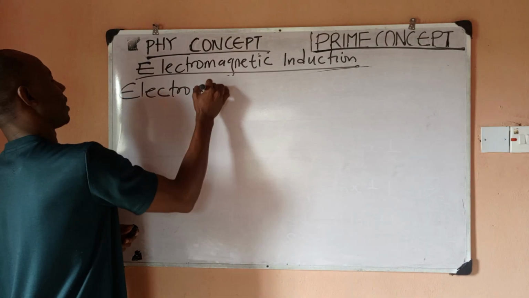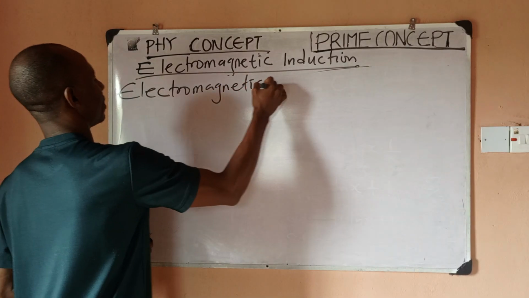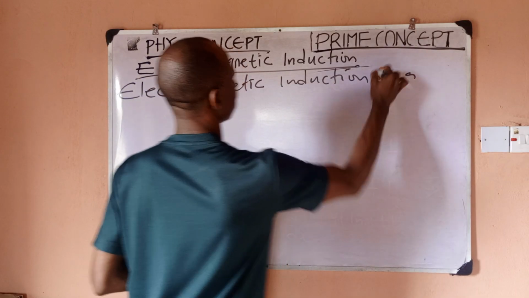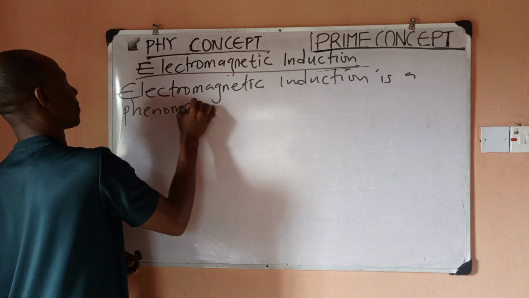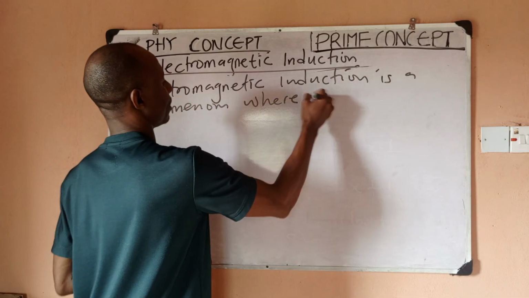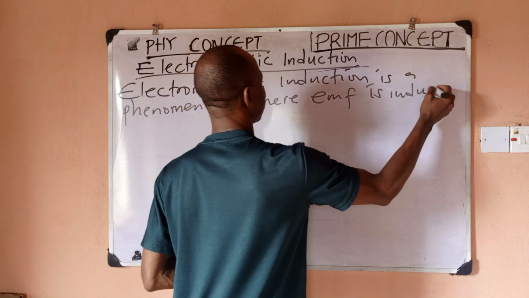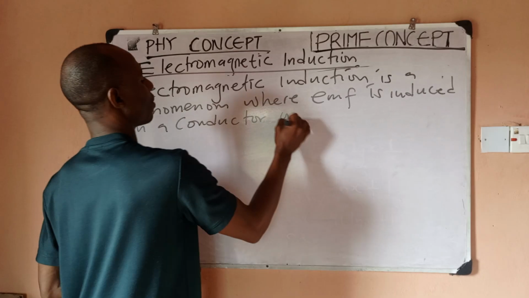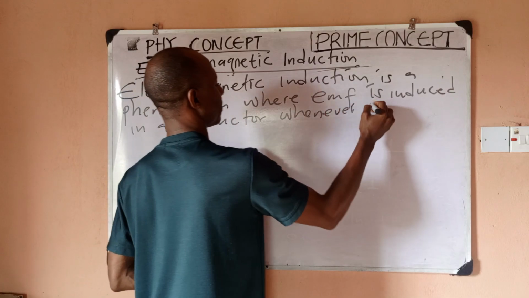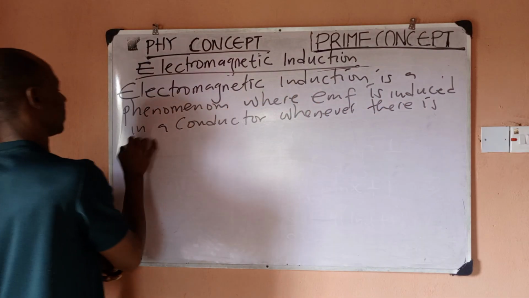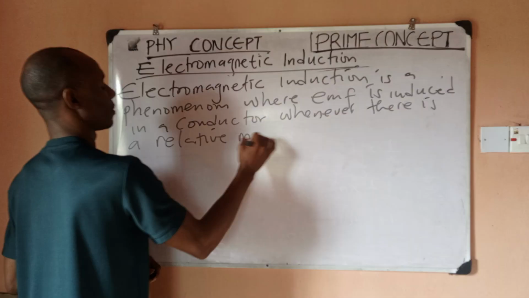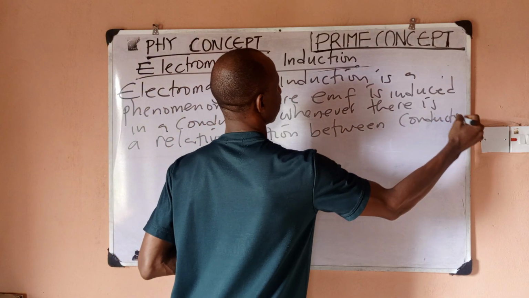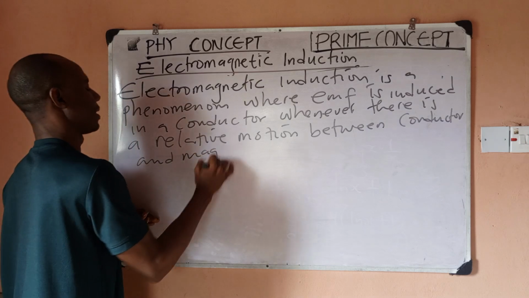Electromagnetic induction is a phenomenon where EMF is induced in a conductor whenever there is a relative motion between conductor and magnetic field.